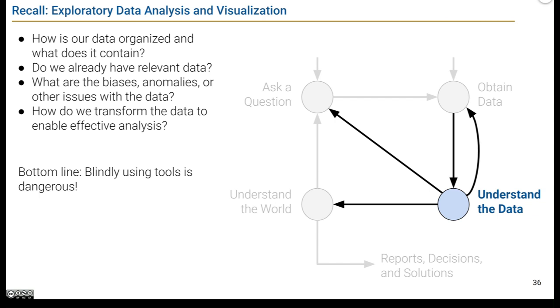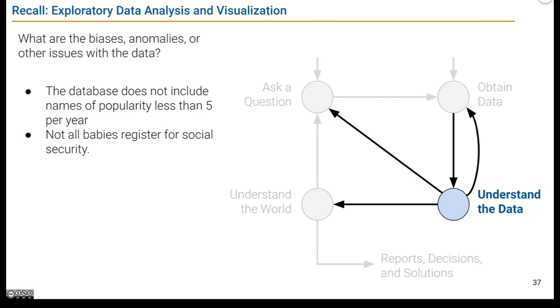And this brings us back to where we got the data, which was from the Social Security database. And so there were two pieces to keep in mind here. The database did not include names that had less than 5 babies born in a given year with that name, to try to keep the data anonymous. The second thing is not all babies are going to register for Social Security. So those are two reasons that we have been undercounting using this data.